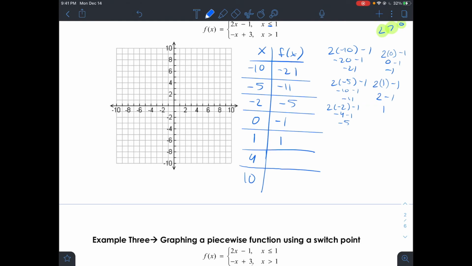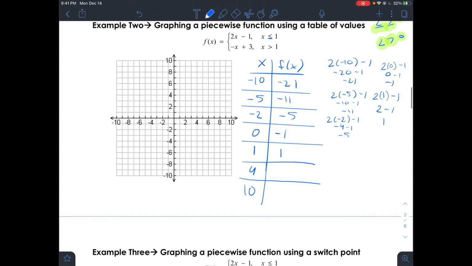All right. So now let's go ahead. We're going to plug in some more values. So we've got 4. Well, at this point, we've crossed the line here, right? Now we are going to be bigger than 1, right? 4 is bigger than 1. So we have to use the second equation. So we're going to do negative, and then our x value, which is 4, and then +3, which is going to give us a -1.